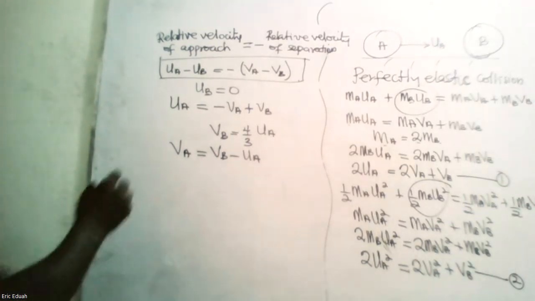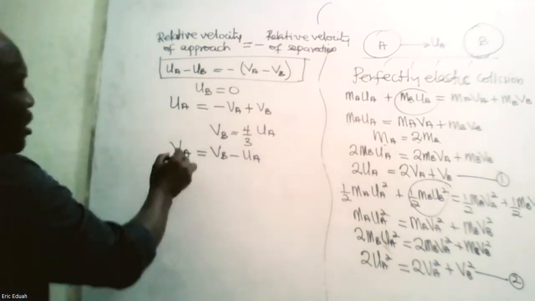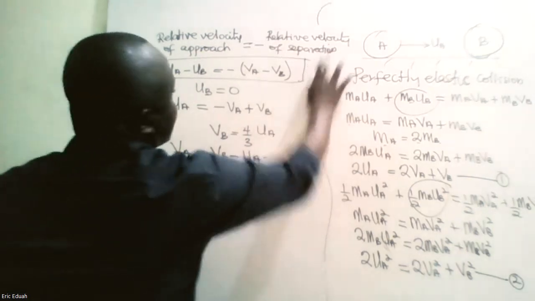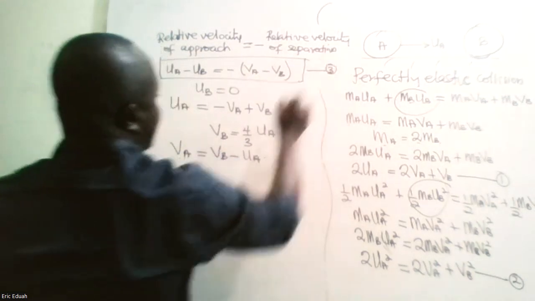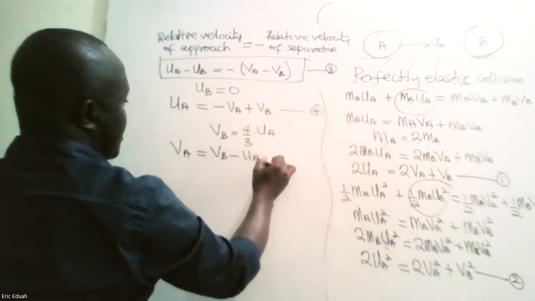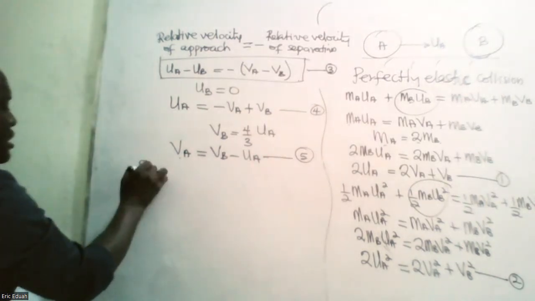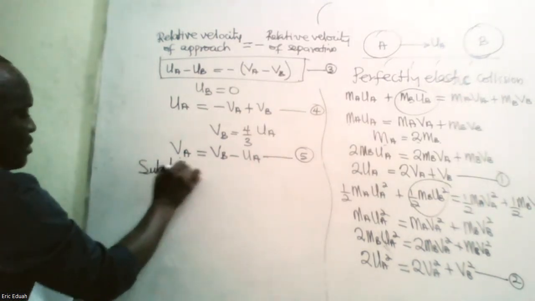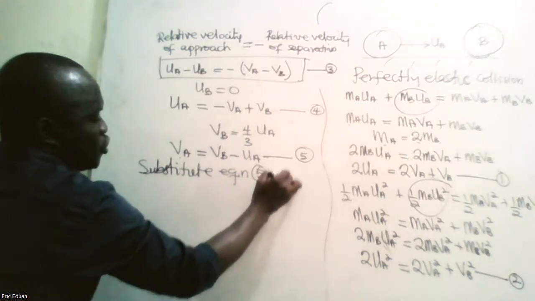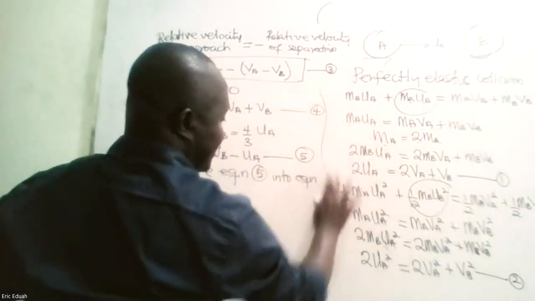Perfect. So after making VA as a subject, you substitute this. Let me make this as equation. Let this be equation 3. Let this be equation 4. So this is equation 5. So substitute equation 5 into equation 1.